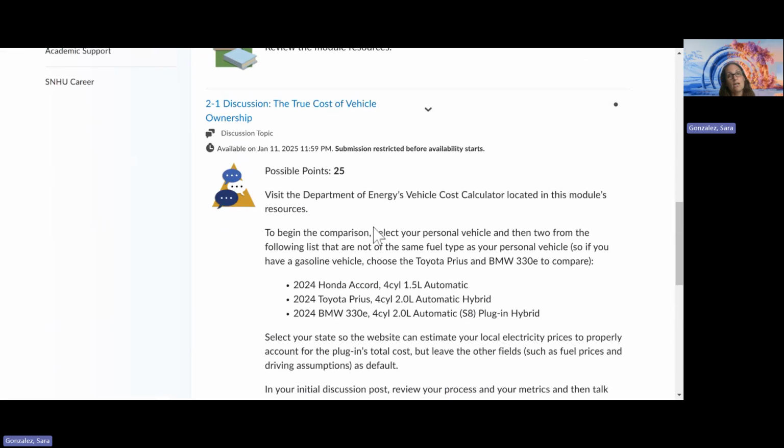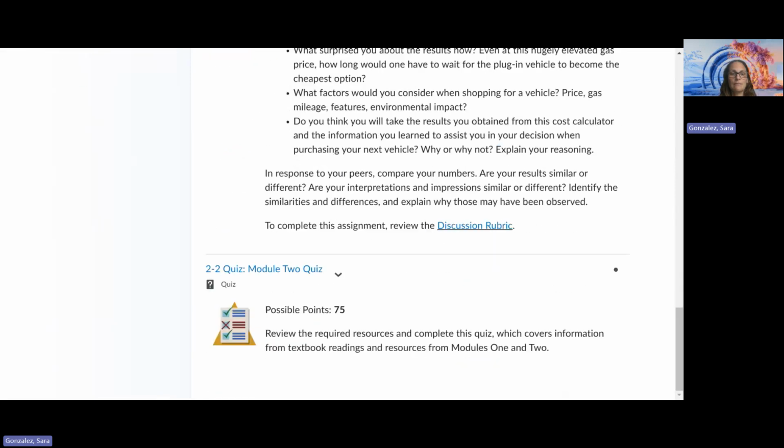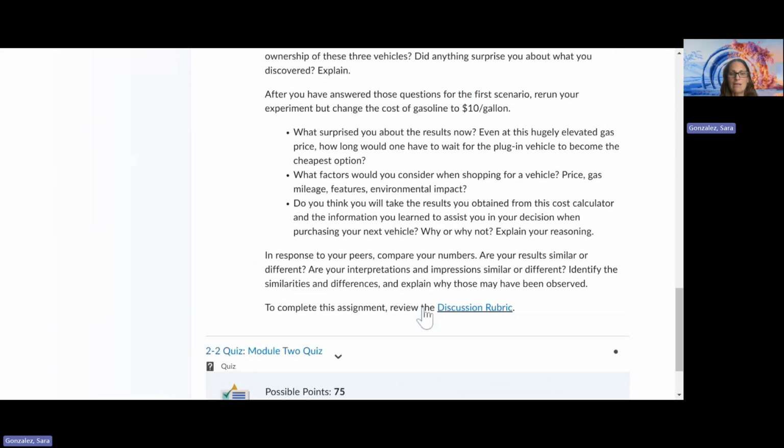So your initial discussion is due this Thursday, and your 2 follow-up responses are due by Sunday. And then using those reading resources, the chapters from your textbook, there's a quiz to complete, and that is also due Sunday. This quiz covers information from modules 1 and 2. So be sure to complete that by Sunday.